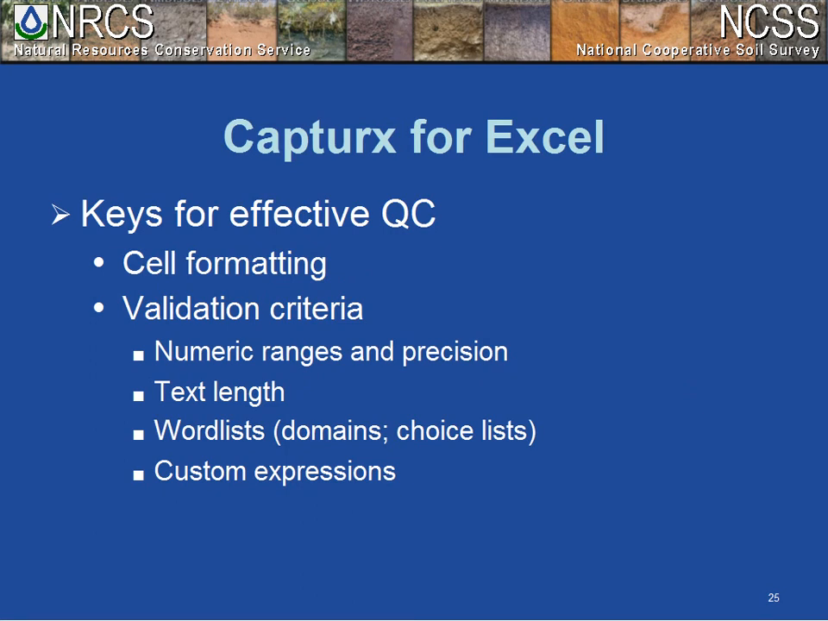Now, oddly enough, the keys for effective quality control are the same as good optical character recognition. Cell formatting, validation criteria, numeric ranges, text length, choice lists, test expressions. Those of you who are old enough to remember Unix probably can recall that, pull it out of the depths of your memory. You didn't like them then, I don't like them still. I don't use them very often, but sometimes they can be useful. You'll never know which ones it is. It's more of a design feature than anything else.